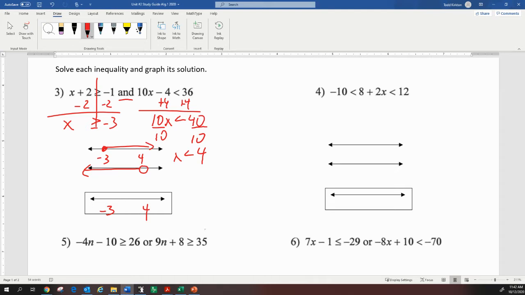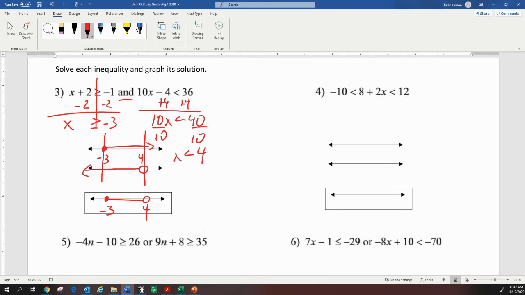And so I'm looking for the area because it's and. I'm looking for the place where it overlaps. So I'm starting at -3, going to 4, not including 4. So an and most of the time is going to be between those two numbers, unless there's some different cases.